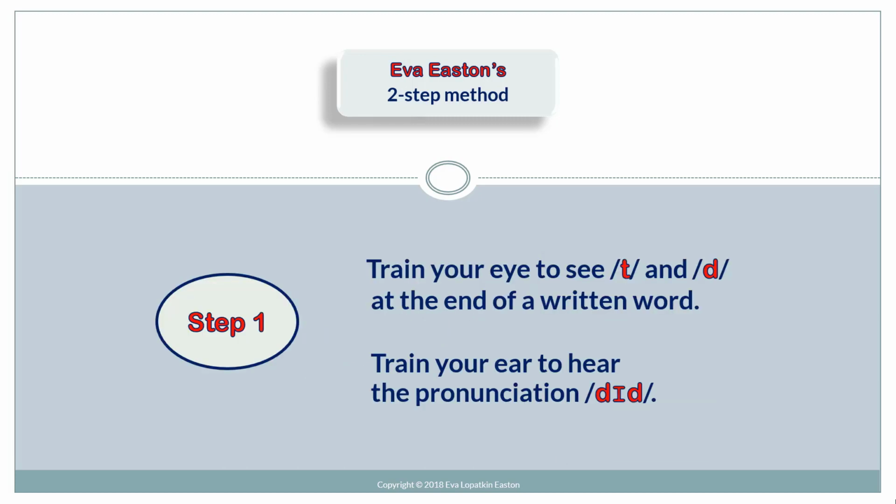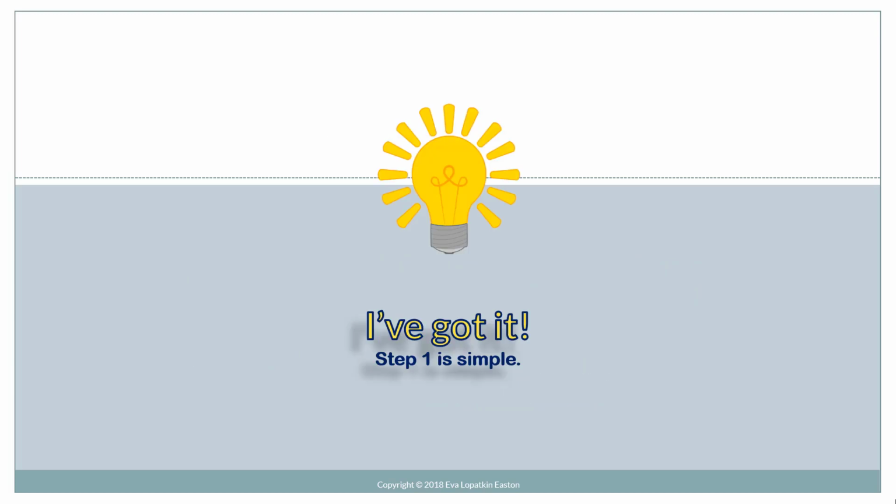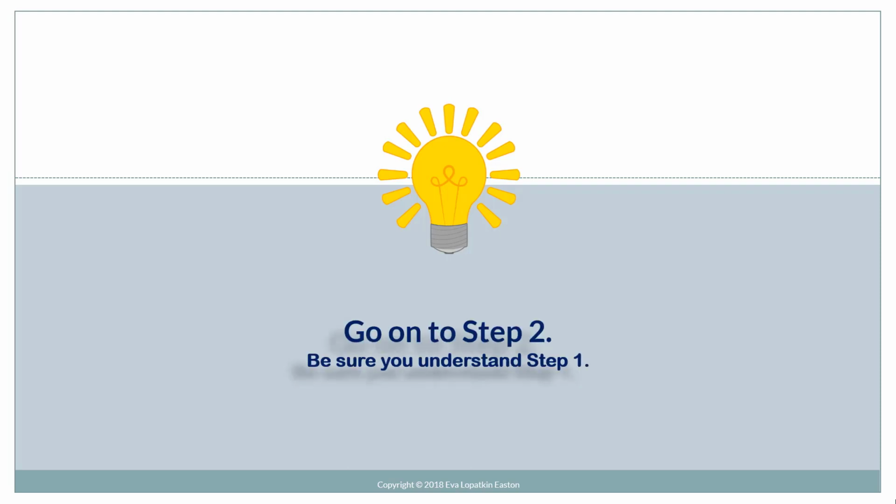So, step 1 is: train your eye to see t and d at the end of a written word. Train your ear to hear the pronunciation id. And when you can say, I've got it, step 1 is simple. Go on to step 2. Be sure you understand step 1.